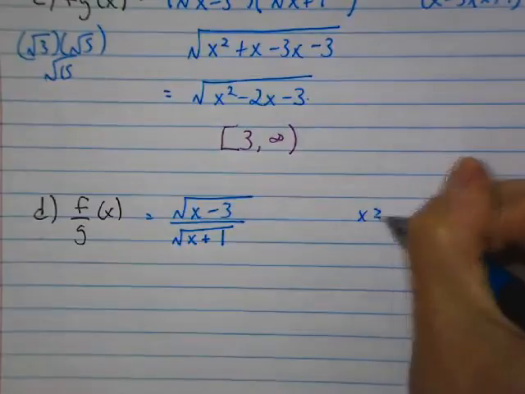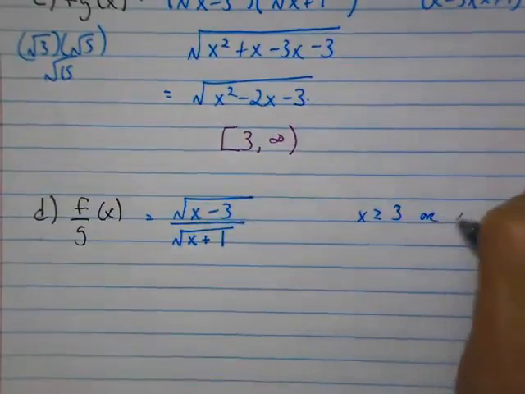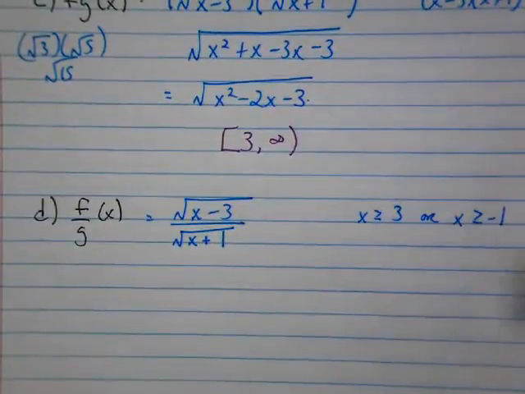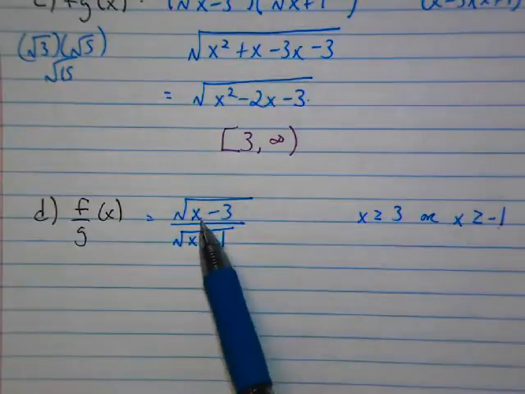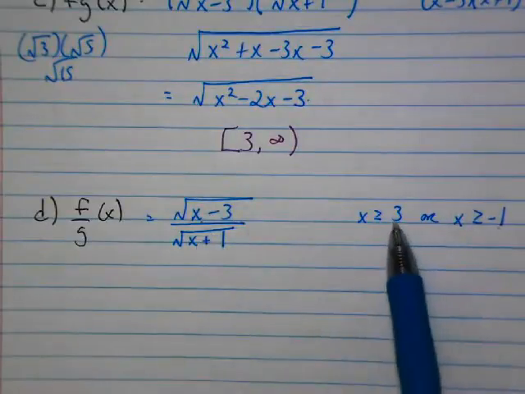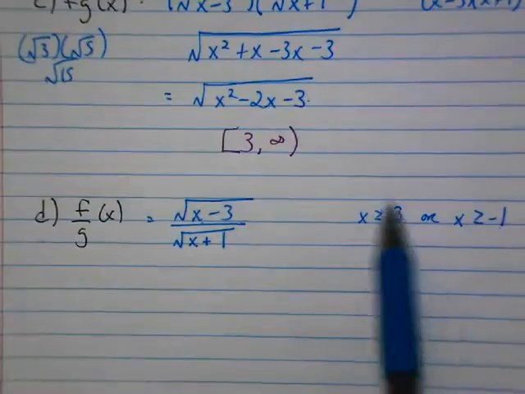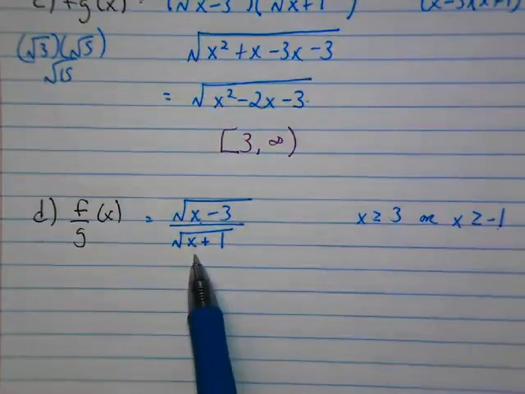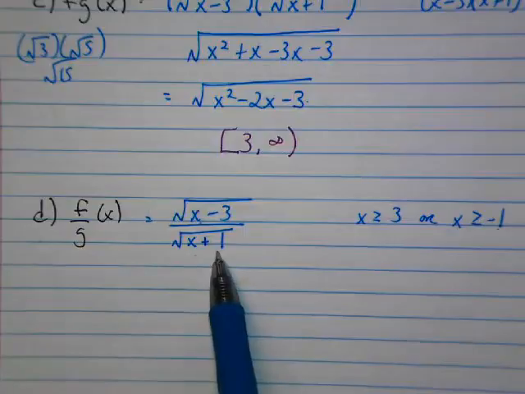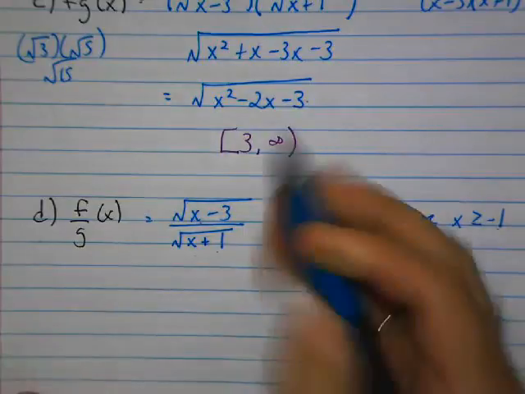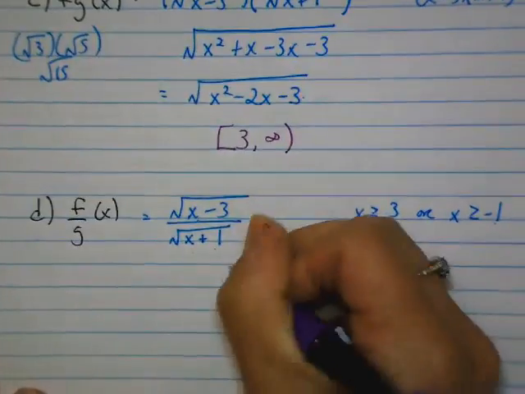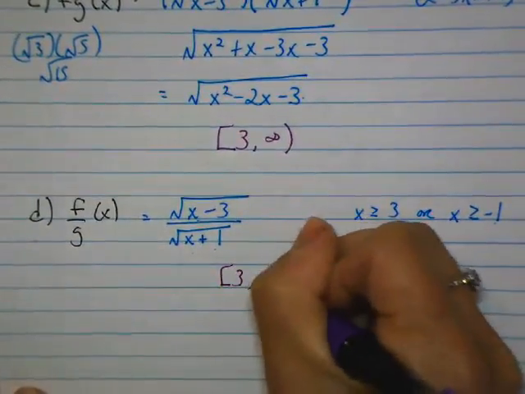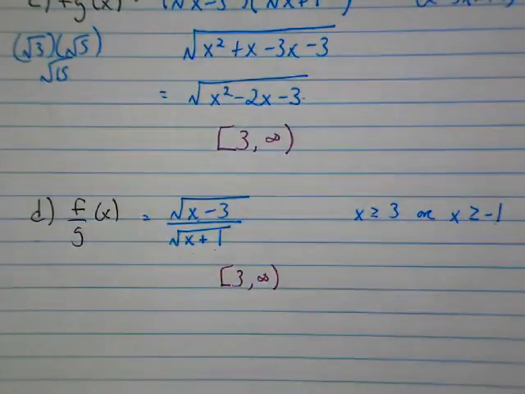We know that negative 1 doesn't work here. So the only thing that it could be is, does 3 work? So we're going to check that down here. 3 plus 1 is 4, the square root of 4 is 2, so that's okay. So again, our domain is the same, 3 to infinity. Okay? If you ever get stuck, take a minute, plug it in, and see if your calculator can help you. Alrighty?